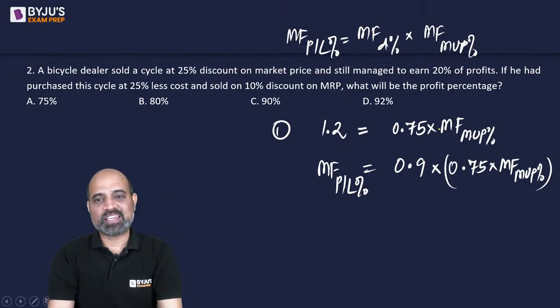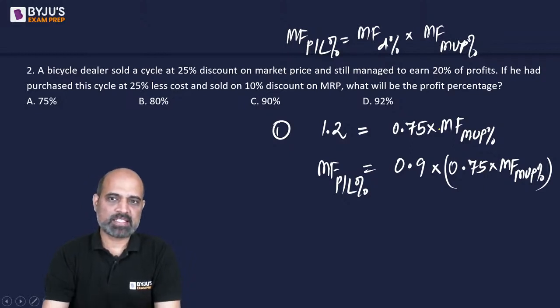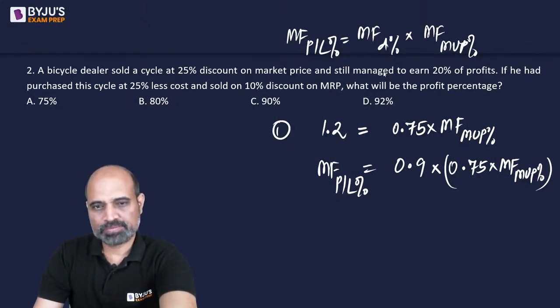So what is the easiest way to hold on. It says purchased at 25% less cost. है ना?